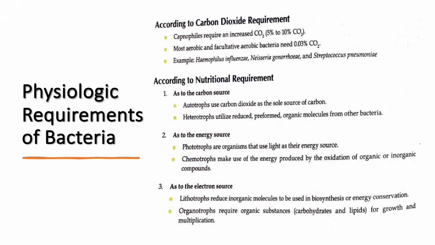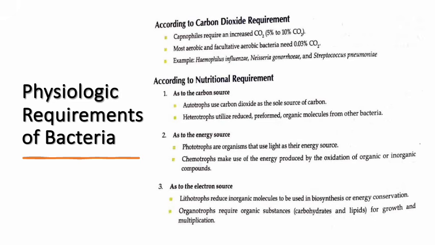So according to nutritional requirement, it is as to carbon source, as to the energy source, and as to the electron source. Okay? So as to carbon source, we can call your bacteria autotrophs or heterotrophs. So, in definition, autotrophic microorganisms use carbon dioxide as their sole source of carbon. Now, heterotrophs, on the other hand, utilize reduced preformed organic molecules from other organisms.